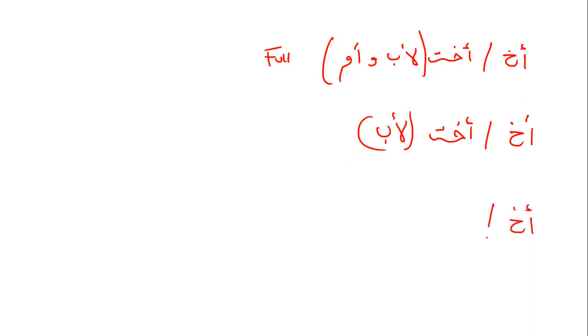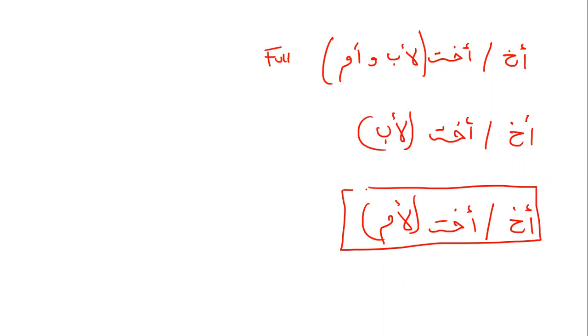And the third type is akh or ukht li ummin, i.e. the mother is the same and the father is different. You could refer to this as the maternal brother and sister. The akh and ukht li ummin we've already discussed. Okay, so these two both are part of the Ashab al-Furud or the Dhabil Furud.